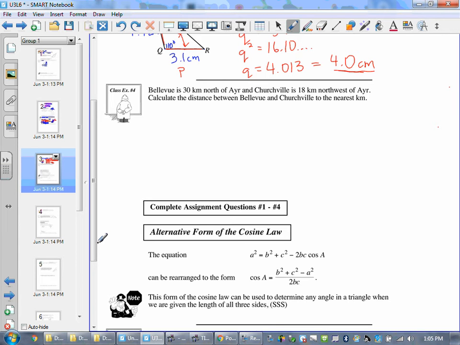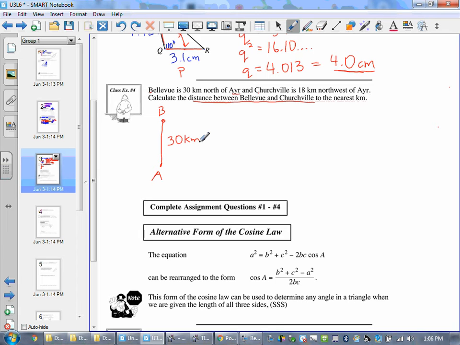That's true. Okay, so our next problem is very much the same, but now we're drawing our own triangle. So they're giving us some cities, and they are cleverly labeled to start with a B, an A, and a C. And we're looking for the distance between the B and the C city. So we've got Bellevue is 30 kilometers north, so I'll label it B. 30 kilometers north of Ayer, I don't know how to say that one. Your guess is as good as mine. So this length is 30 kilometers.